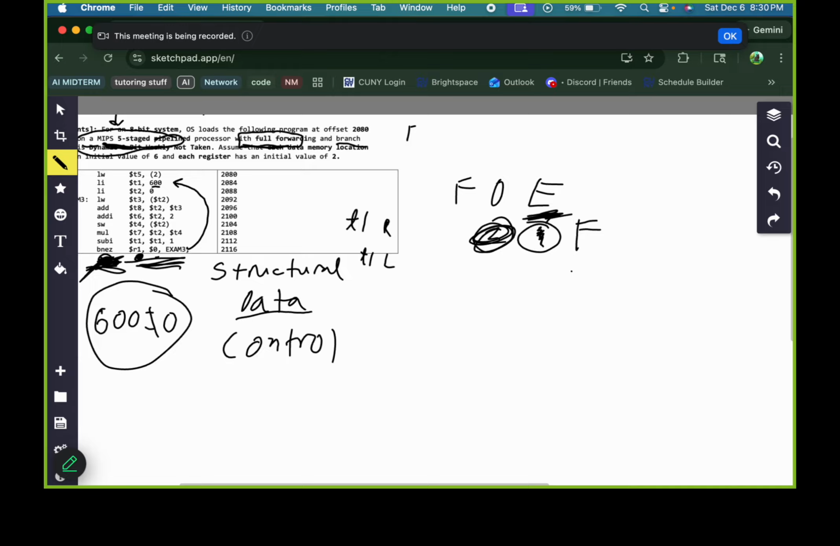Likewise, right, the opposite could have happened. What if this was branch on not equal to 0? What if this was branch if it's equal to 0, right? And we know that 600 is definitely not equal to 0. Therefore, we don't do the branch.